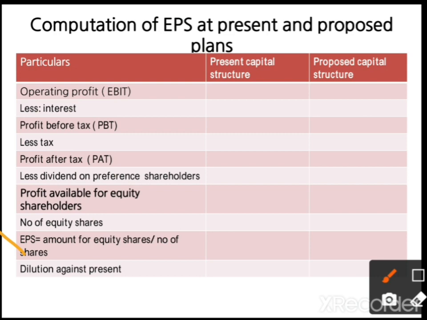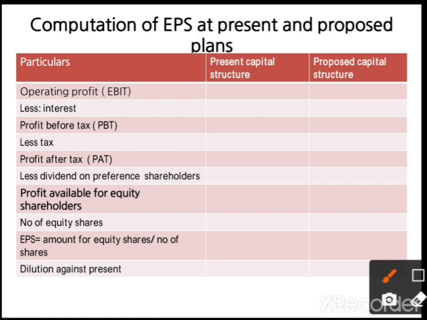Relating to both the present and proposed plans, we are going to find the amount for equity shareholders and number of shares. So how are we going to find the amount for shareholders and number of shares? By using this format. Dear students, please keep in your mind, the given format has particulars: the present capital structure, which means the present plan. Next is the proposed capital structure. Proposed capital structure means they may give two plans, they may give three plans. Plan 1, plan 2, plan 3, like that.